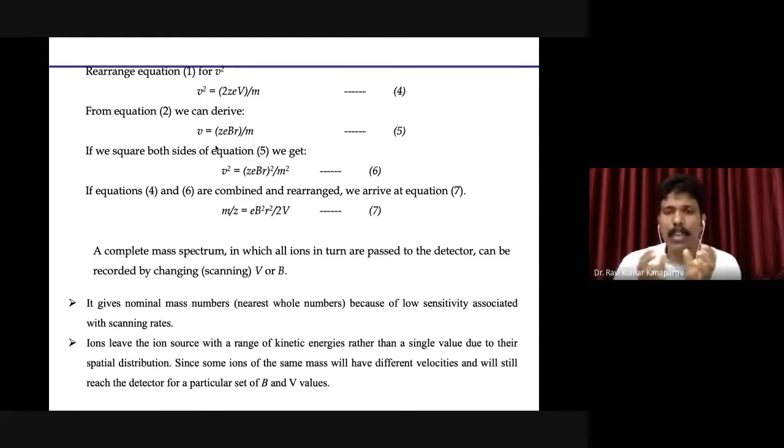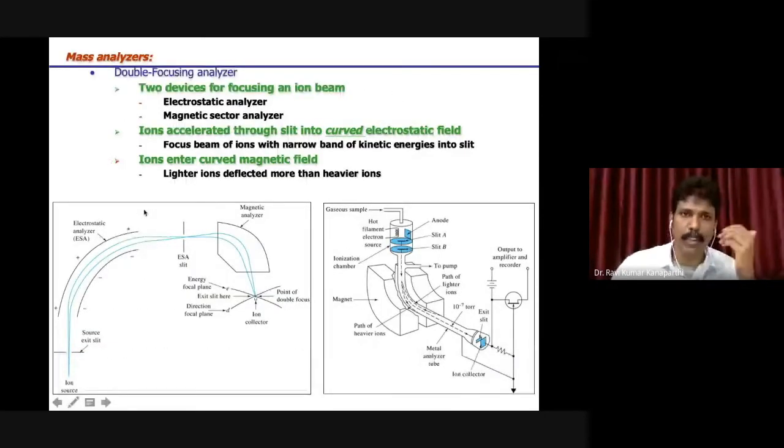So if you have the same fragmented ions, they do not possess exactly the same kinetic energy; instead they will have a plus or minus delta. There will be some kind of distribution around that particular kinetic energy. That is a practical difficulty of the single focusing analyzer. Therefore, people started looking for alternatives, and they came up with a solution: the double focusing ion analyzer.